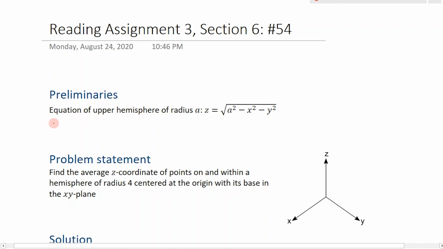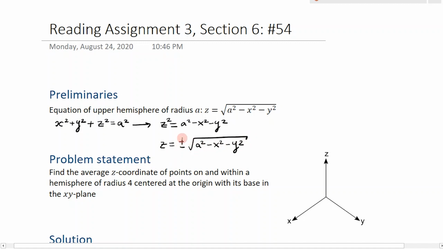The reason this is the case is because we can start with the equation of a sphere: x squared plus y squared plus z squared equals a squared. Here the radius of the sphere is a. Then from here we can solve for z. So x and y all go to the right hand side, and we have a squared minus x squared minus y squared. Next we solve for z and we get plus or minus the square root of a squared minus x squared minus y squared. Now the plus will give you the upper hemisphere and the minus will give you the equation for the lower hemisphere.